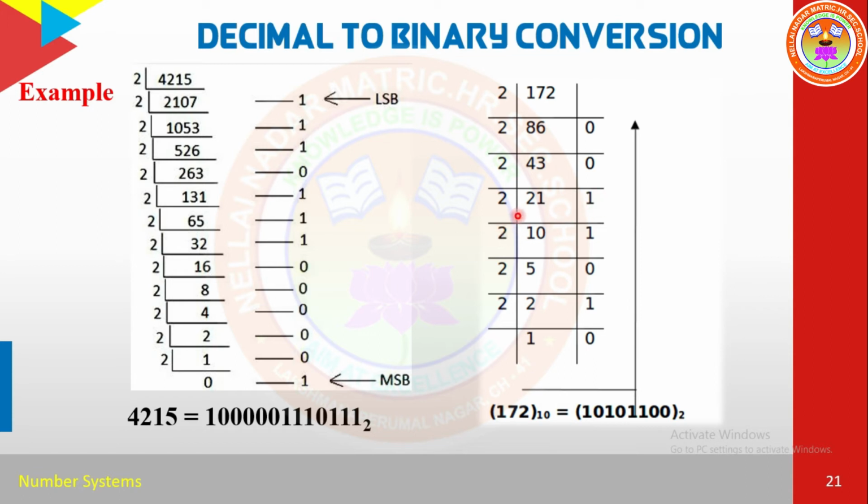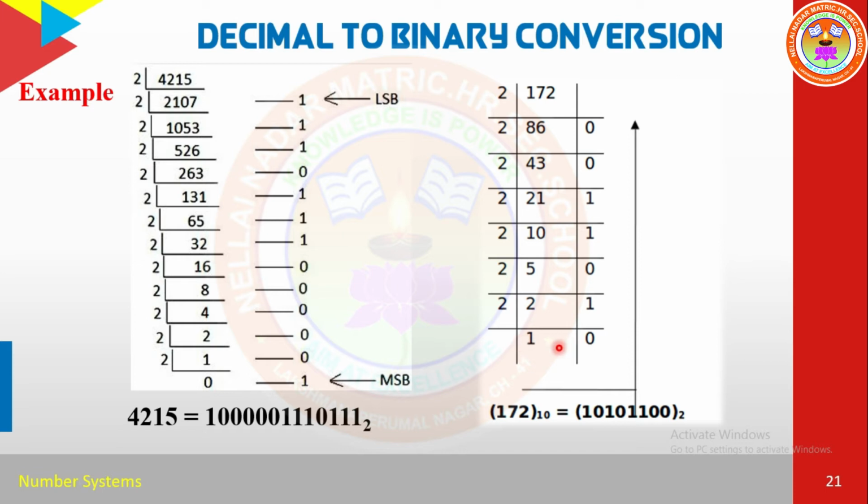The next, after that, the same number divided by 2. How many times? 10 times. 10 2s are 20, here 21, so the remainder is 1. Once again, the next, divided by 2. How many times? 5 times. 5 into 2 is 10, balance 0. The next, 2 times. 2 2s are 4, balance 1. The next, 1. Here 2, here 2, the same thing. 1 2s are 2, so balance 0.